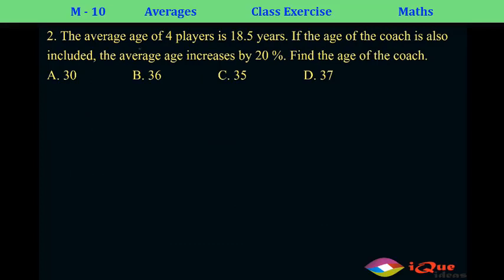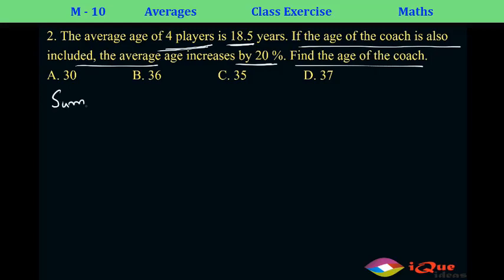This says the average age of 4 players is 18.5. Alright, so as we followed in the previous case, if the age of the coach is also included, the average age increases by 20%. Find the age of the coach. I think it is exactly the same as the previous question. Let's say the sum of 4 players is equal to 4 into 18.5, which is equal to 37 into 2, which is 74. Right? This is the original sum of 4 players.